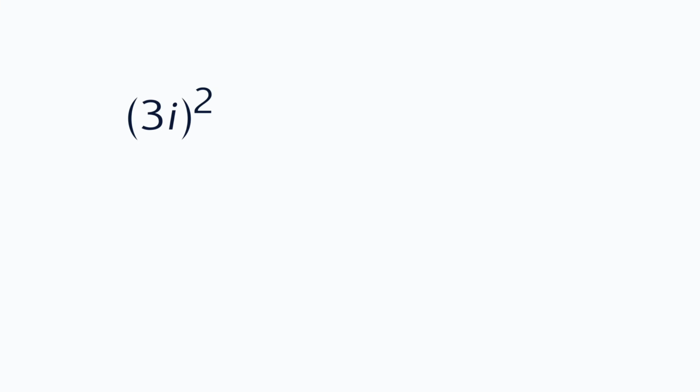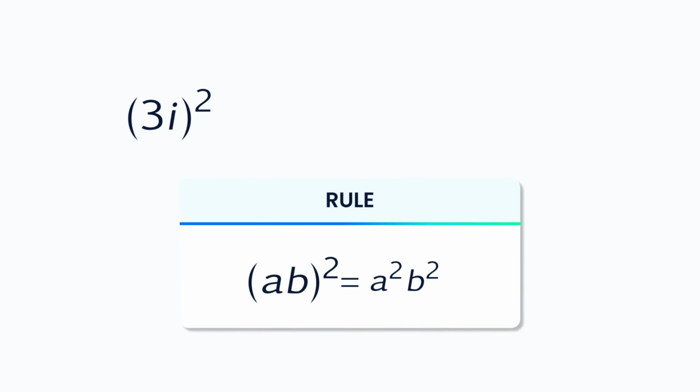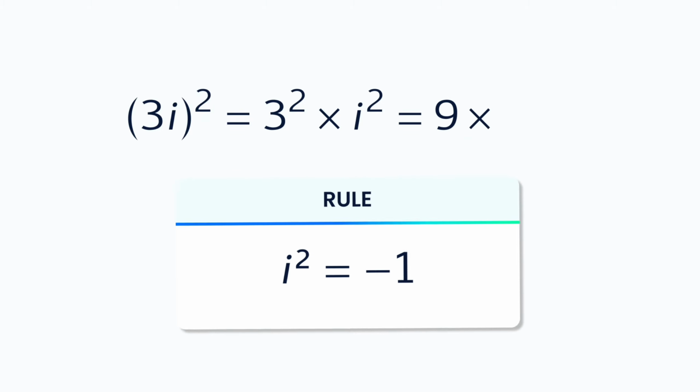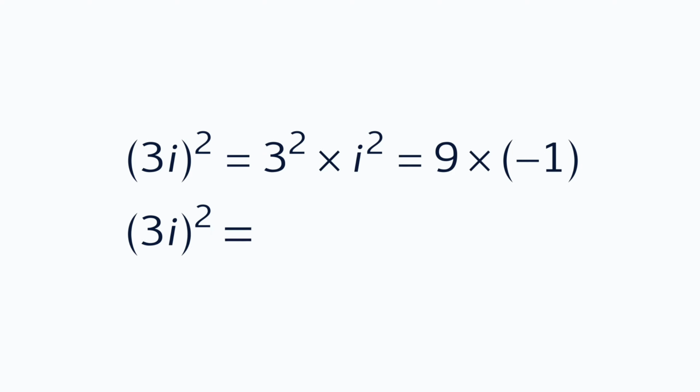Find the square of 3i. Recall that the square of a product is the same as the product of each factor's square. You get that the quantity 3i squared equals 3 squared times i squared. 3 squared is 9, and i squared is defined as -1. So you found that 3i squared equals -9.